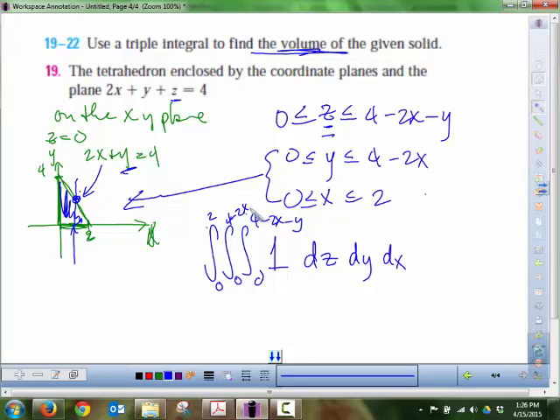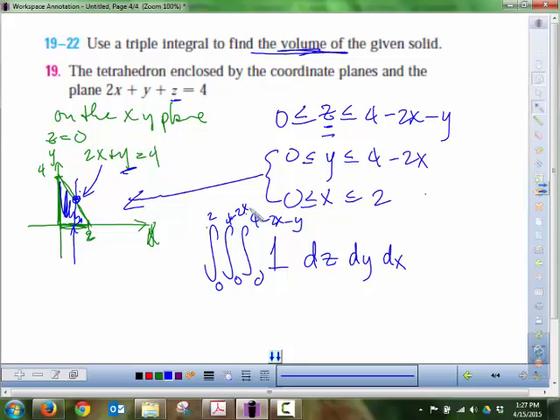You have a question, or are you just squinting? Making me uneasy. Yeah. Can we do a problem where z is not our first thing? Yeah. But, I can't hear you.